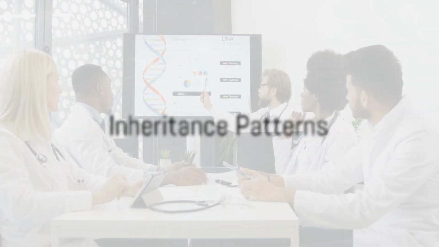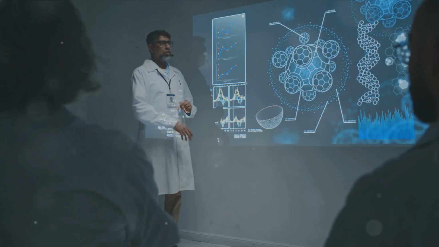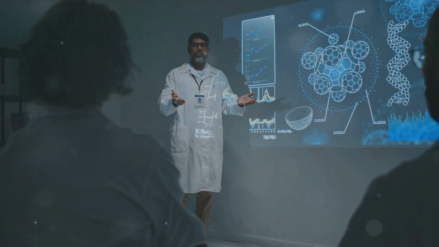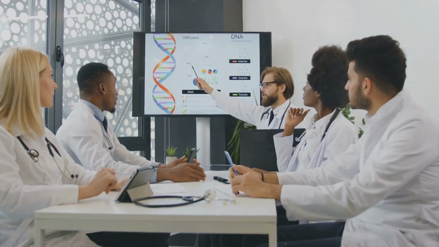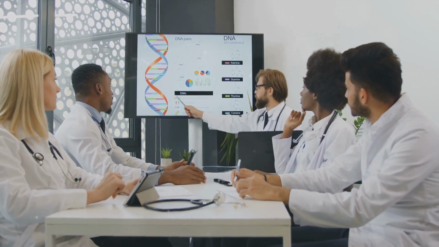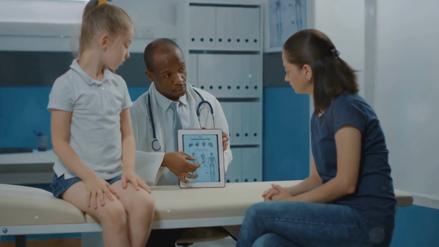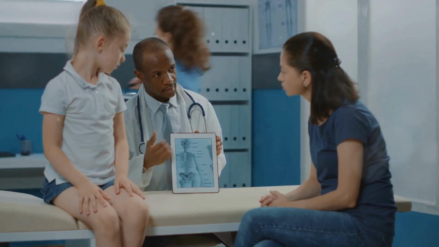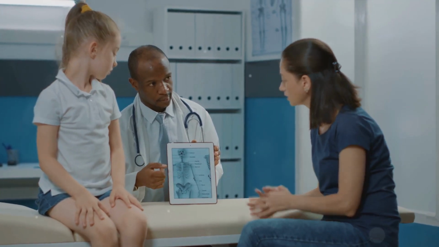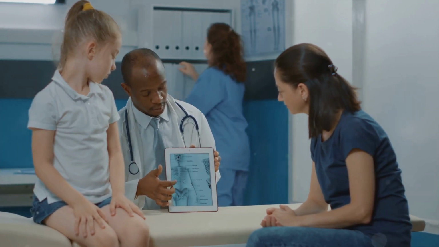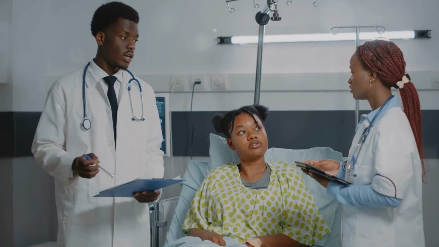What happens when two carriers of the sickle cell gene have a child, or when one parent is affected and the other isn't? Let's delve into the intriguing world of inheritance patterns. Picture the first scenario. Both parents are carriers of the sickle cell trait. In this situation, each child has a 25% chance of having the disease, a 50% chance of being a carrier, and a 25% chance of not inheriting the gene at all.